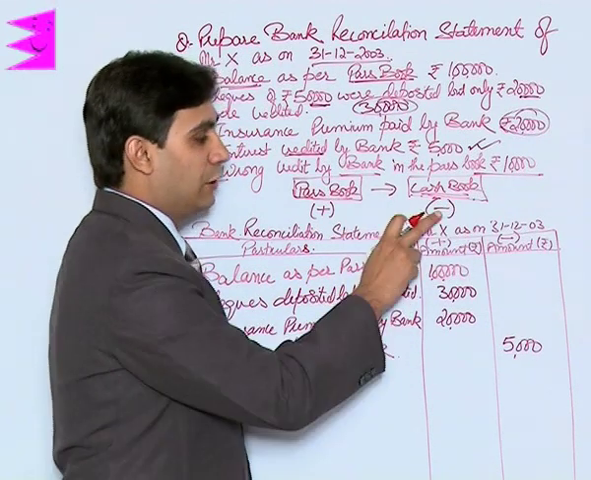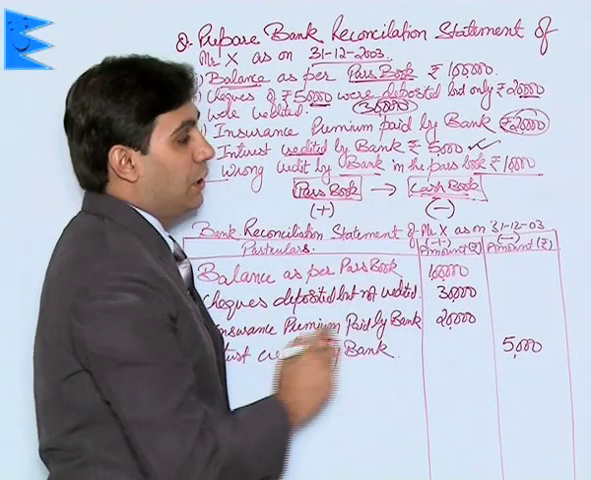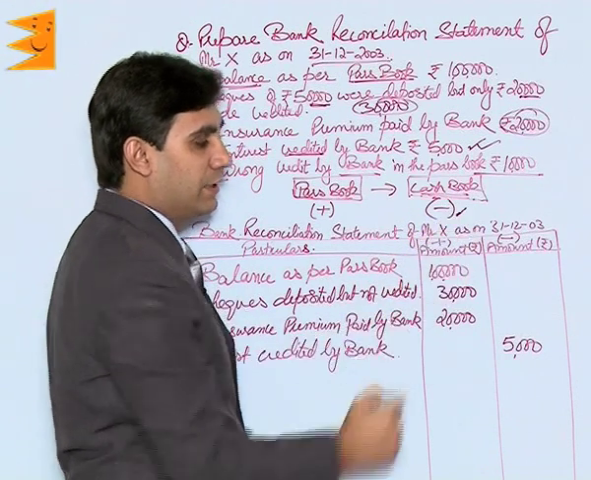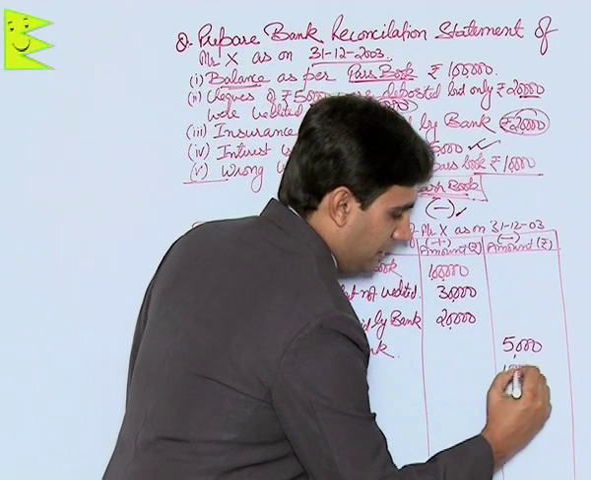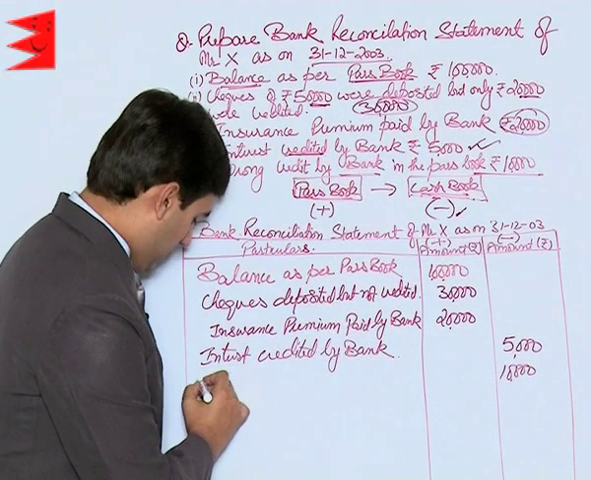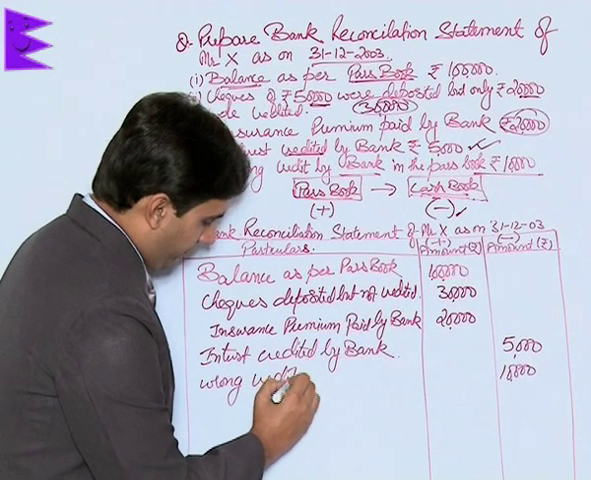So the cash book has a lower balance as compared to the passbook. Now we are required to find as per cash book, and it shows a minus sign here. So this amount of 10,000 will appear in the negative column and would be written as wrong credit by bank.